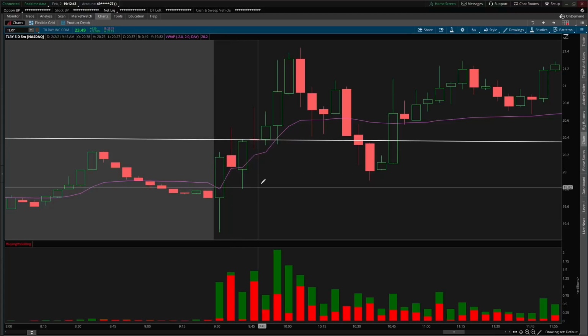Price came down, buyers propped it up. Buyers proved to be strong in this $20 mark to about 19.80. Quick little 20 cent range. And I took that long as soon as I saw we got that reaction.